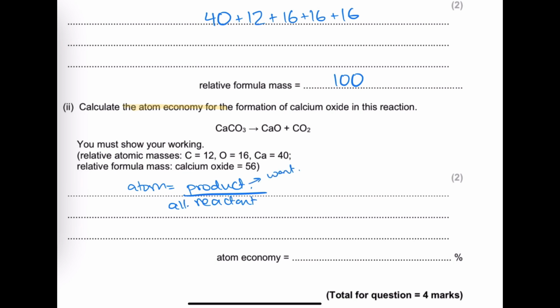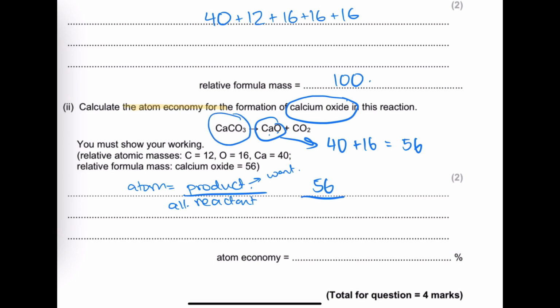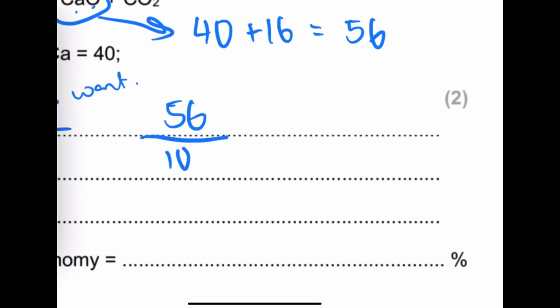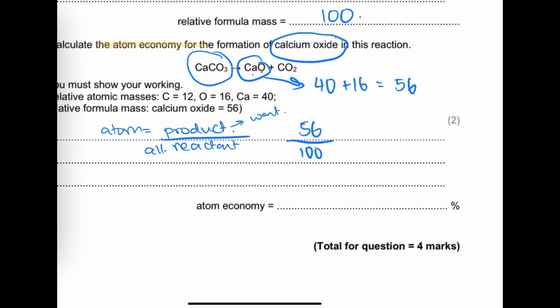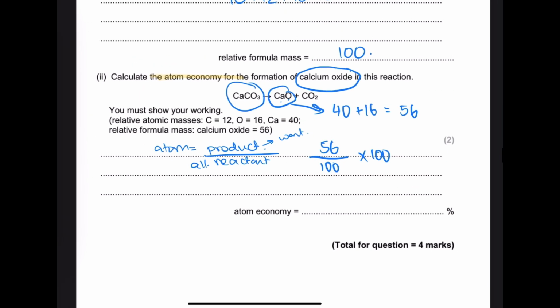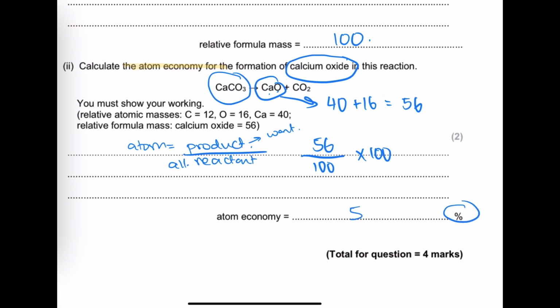We know that the one we want is over here, it's calcium oxide. In calcium oxide, there is 1 calcium, so it is 40. And we add 1 oxygen, 16, so we know that this is 56. So it's just 56, and this is over all the reactants. We only have 1 reactant here, and we already figured out it's 100. So we do over 100. And then we times this by 100, because it is a percent. We know that this is 56%.